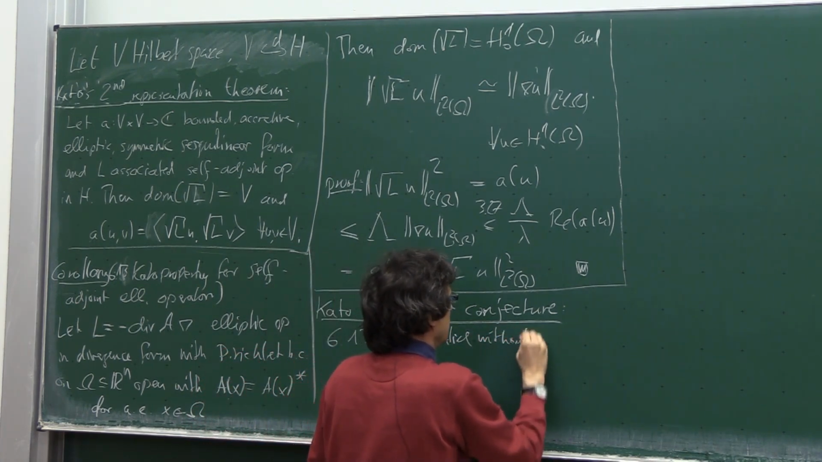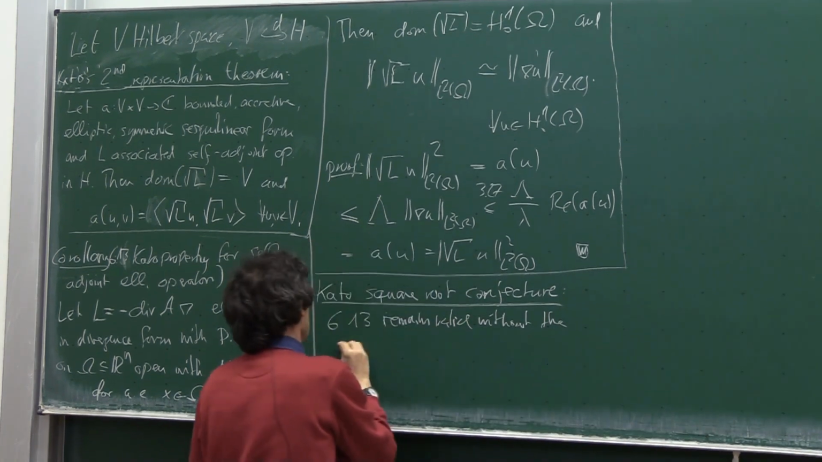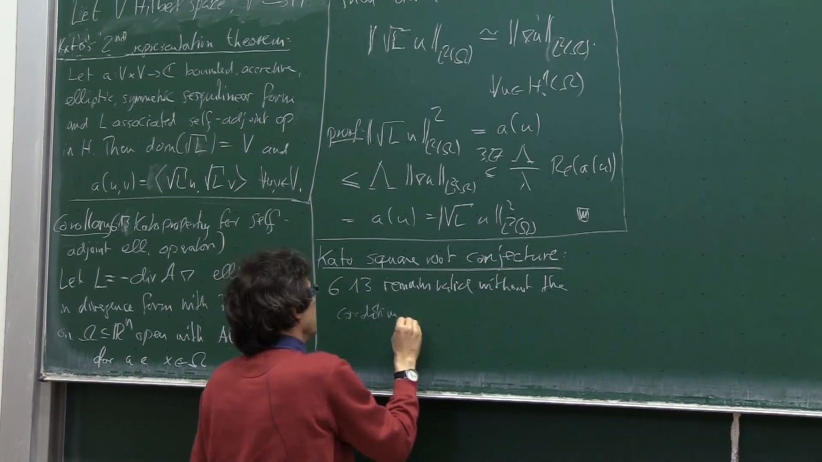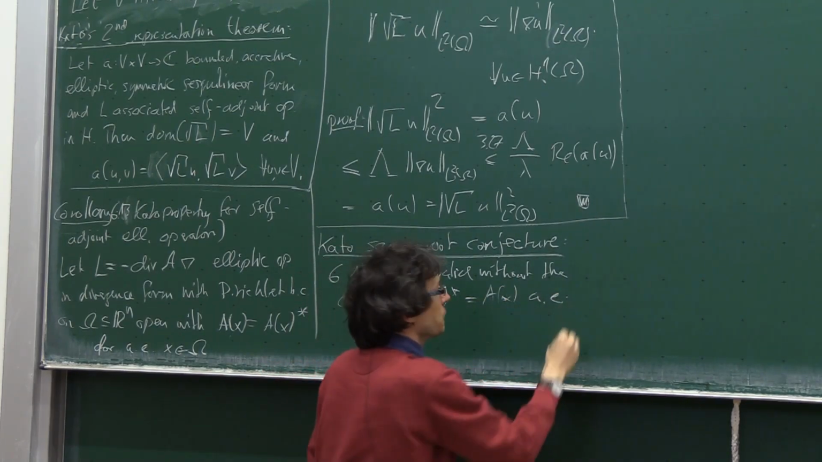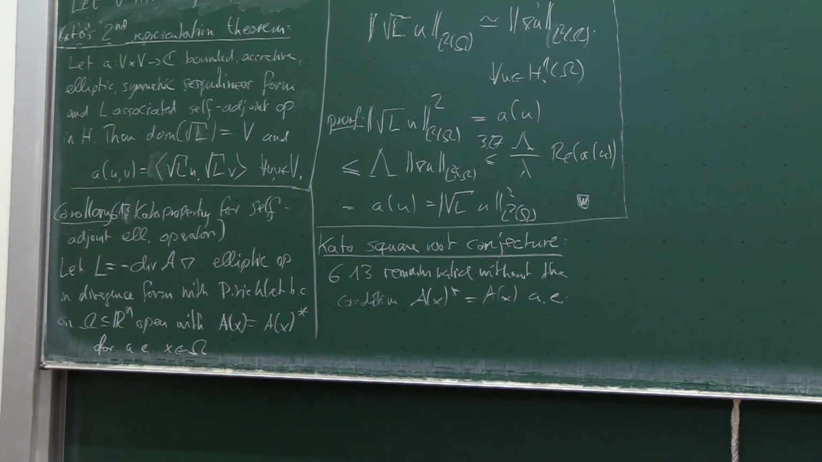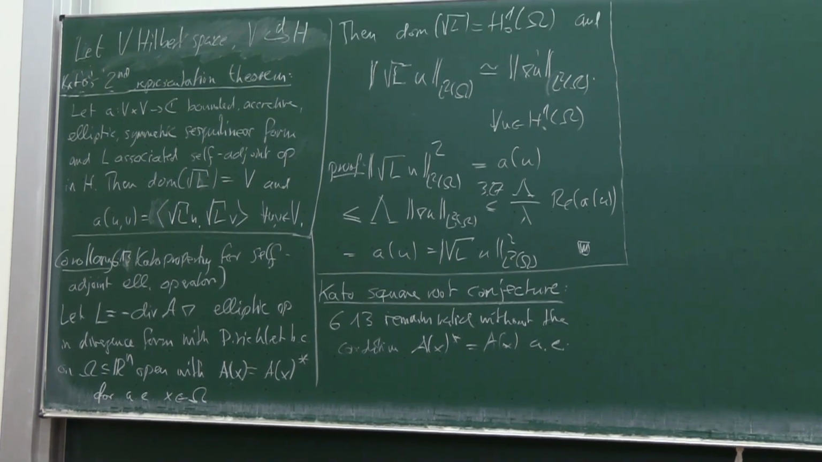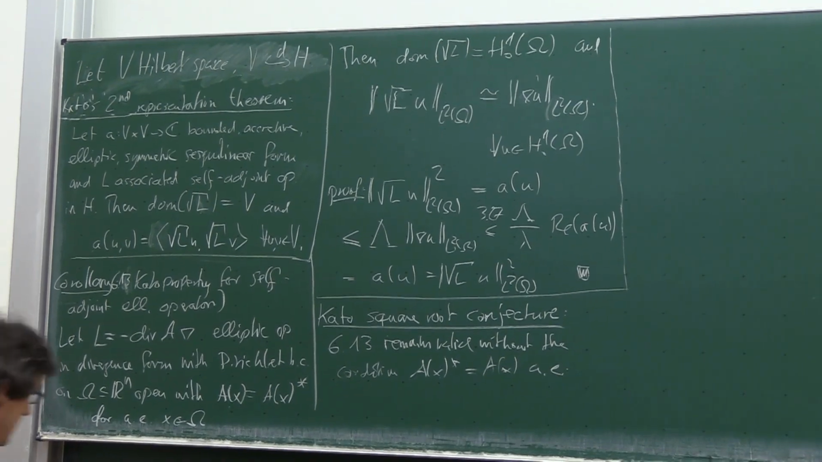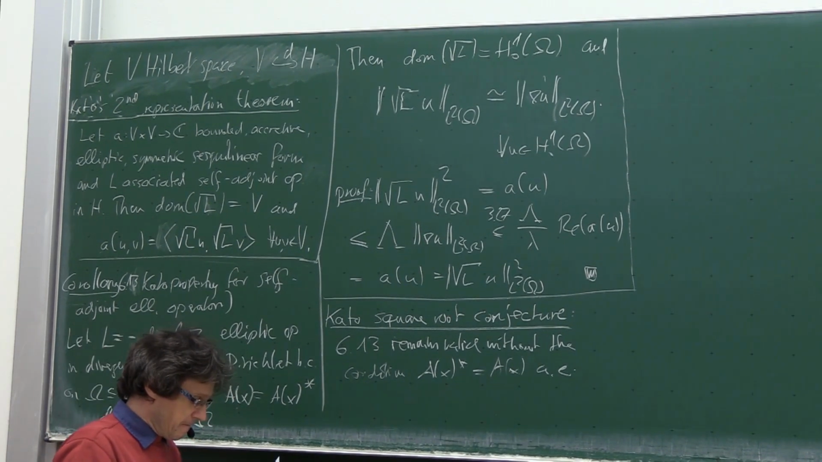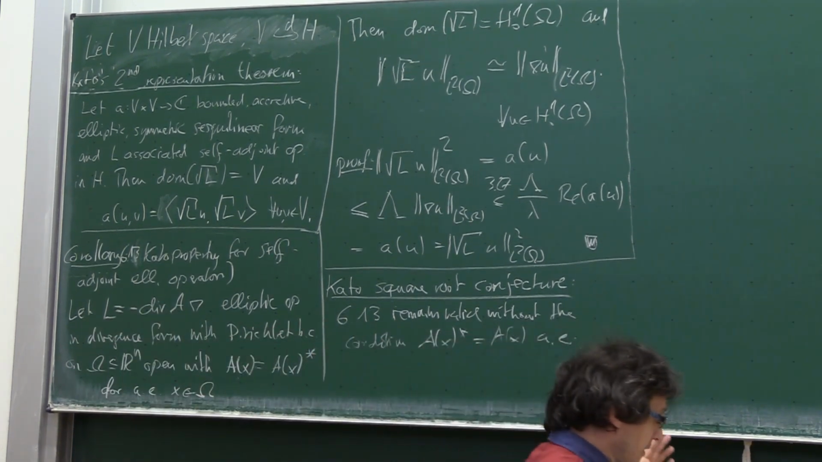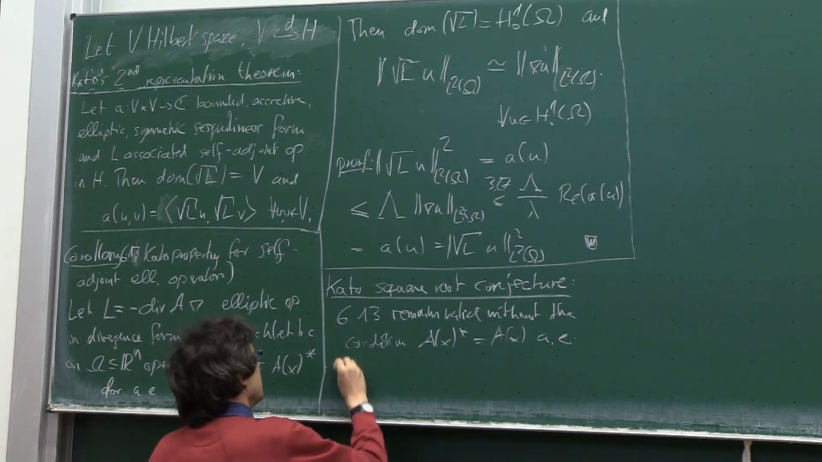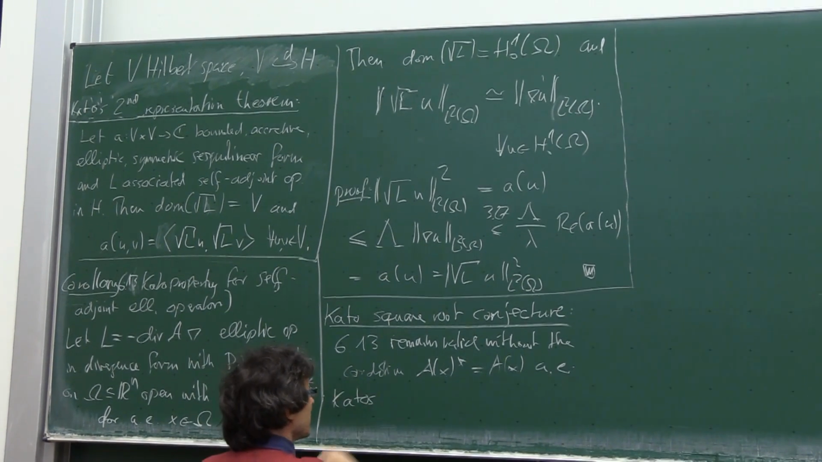remains valid without the condition A(x)* equals A(x) almost everywhere. So without the coefficients being Hermitian, without the self-adjointness of the operator. And yeah, Kato posed this. Kato wanted to have this.